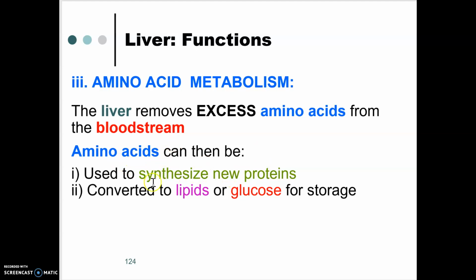Also, if we have too many, then we can convert those amino acids into lipids or glucose, which will be stored in fat, and we can store them for later, perhaps when our diet isn't as good as what it is right now. These are all these really intricate metabolic pathways that are controlled by the hepatocytes in the liver.